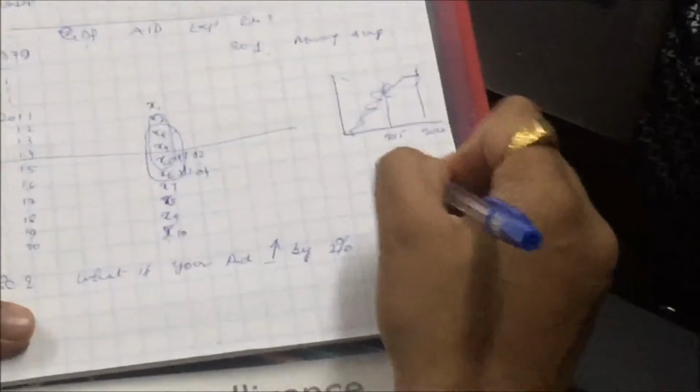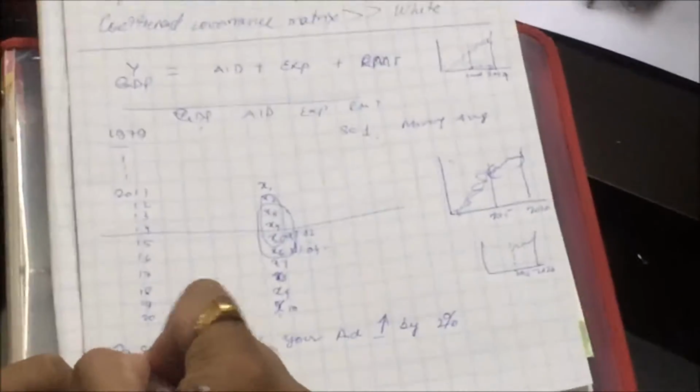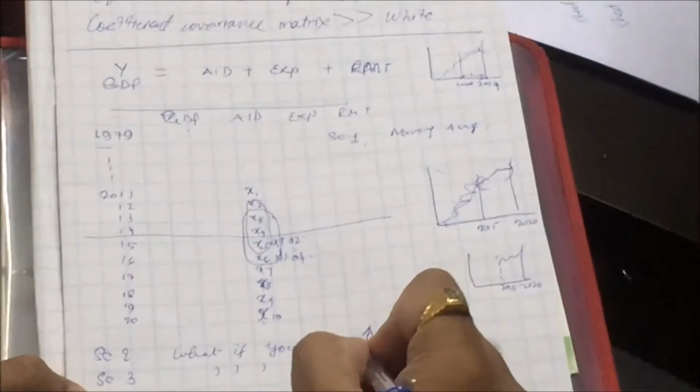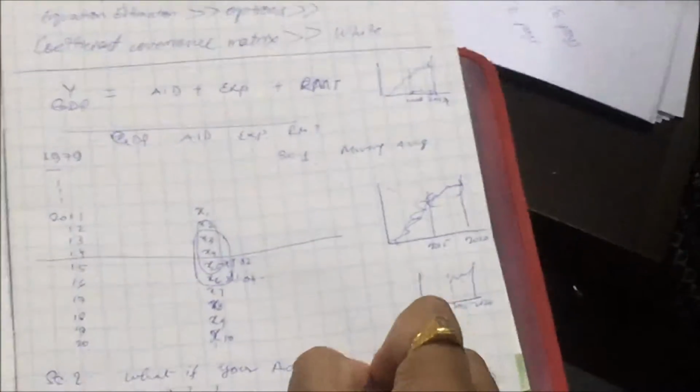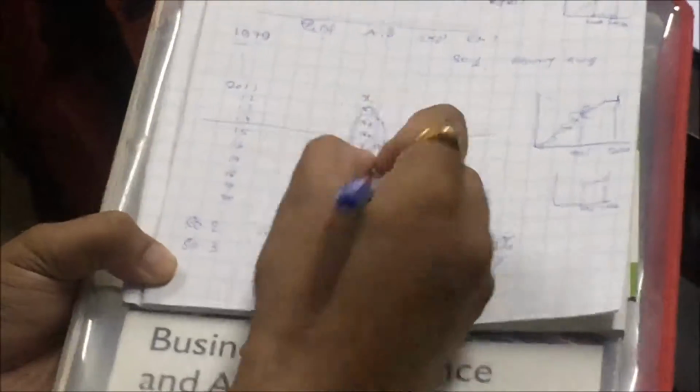This is for the third sheet, for the second scenario. Similarly, in scenario 3, you do the same thing, but it decreases by 2%. So what you can do here is 0.98, 0.96 into x6, 0.94 into x7.